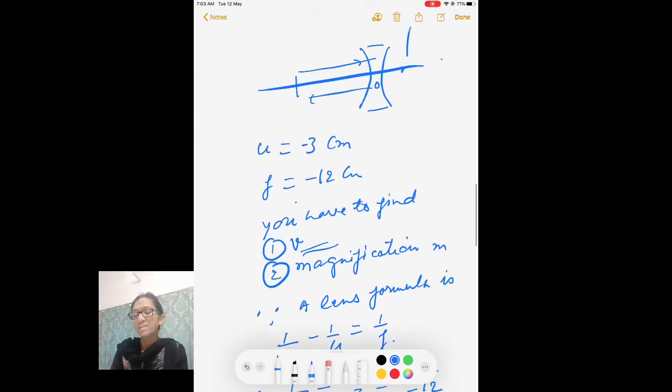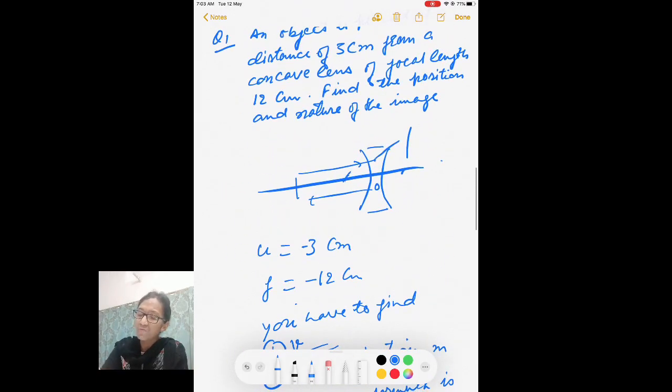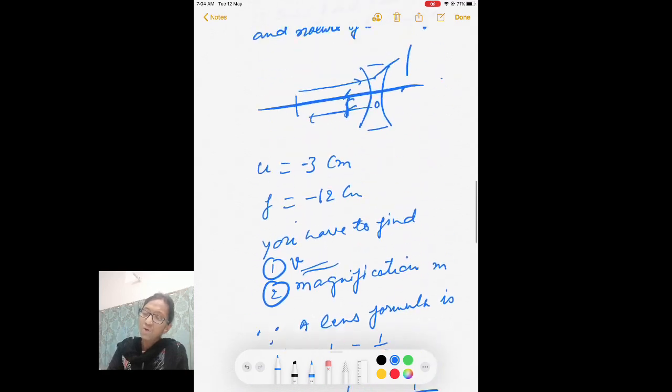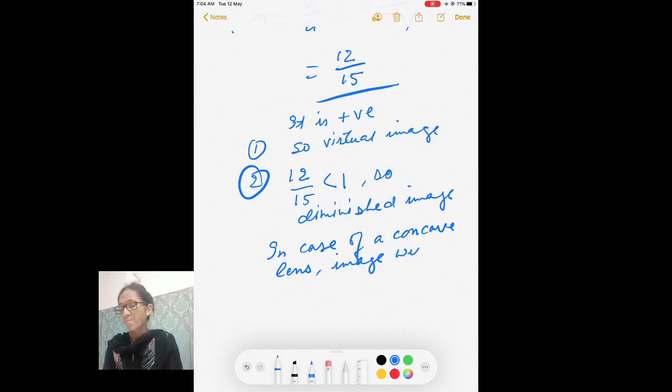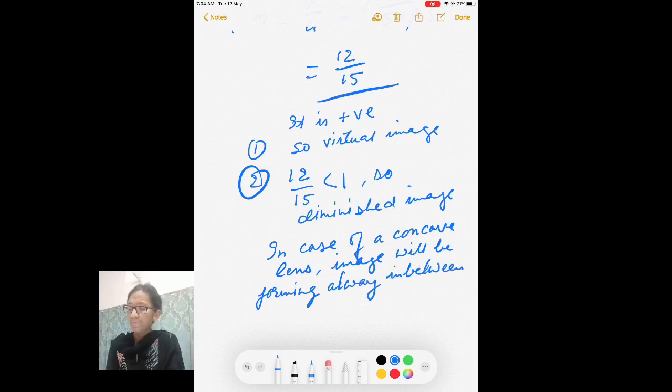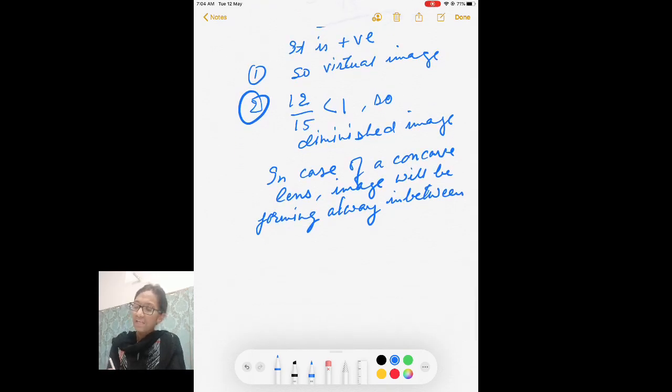And one thing you must know and notice, that in case of a concave lens, image will be forming always in between focus and optical center.